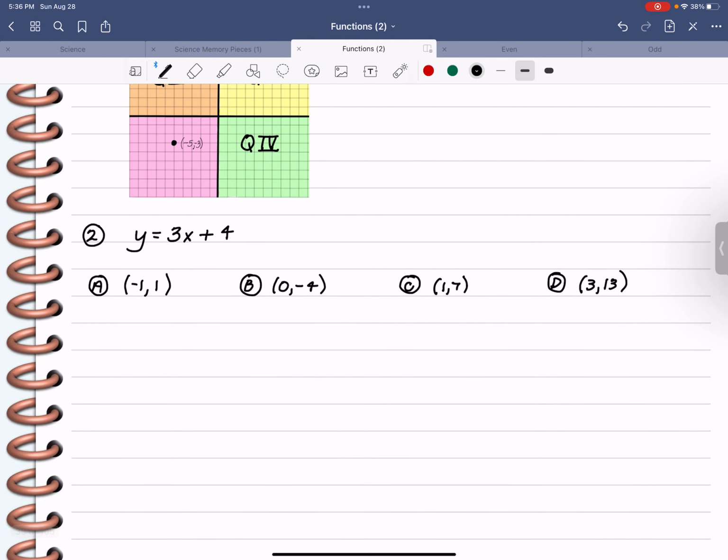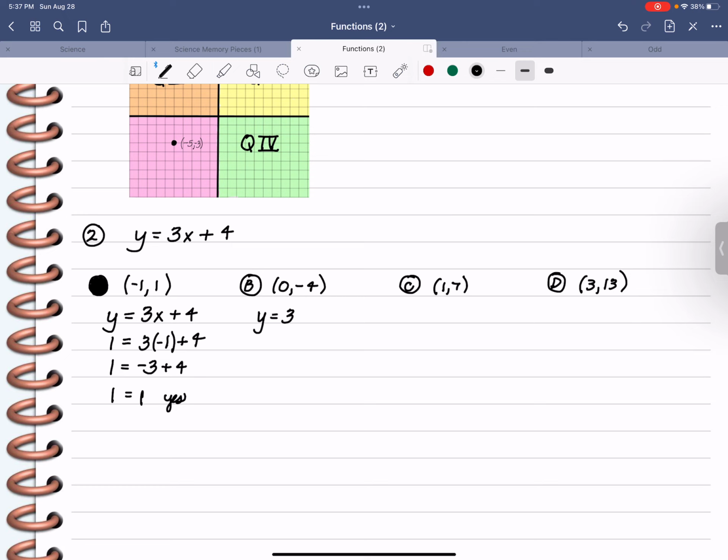So letter A, let's look at that one. We have y equals 3x plus 4. So the y coordinate is 1. The x is -1, so 3 times -1 plus 4. So we end up with -3 plus 4, 1 equals 1. So yes, this one is on the line. A is one of them. But remember, they said we could have more than one, so we need to test them all.